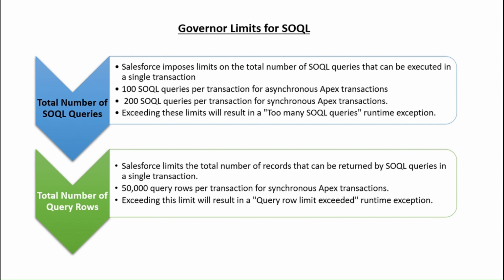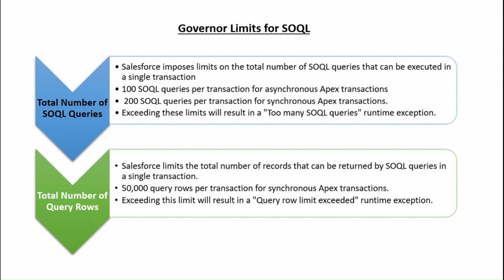Salesforce imposes limits on the total number of queries that can be executed in a single transaction. In a single transaction we can do only 100 SOQL queries for each transaction in synchronous Apex. Then in asynchronous Apex we can do 200 SOQL queries for each transaction. We cannot do more than 200 queries.